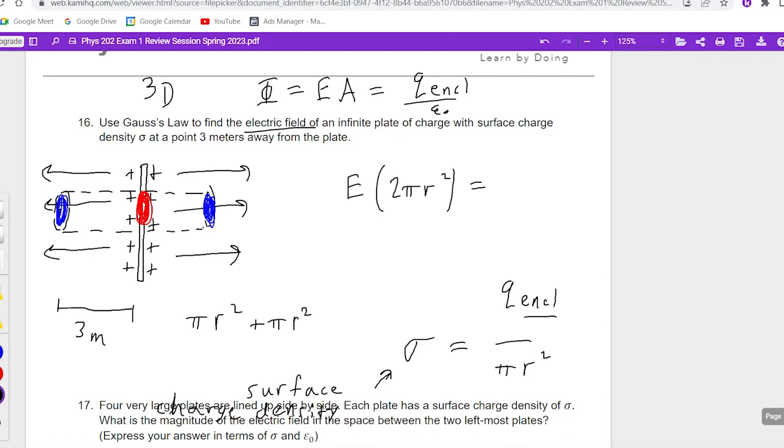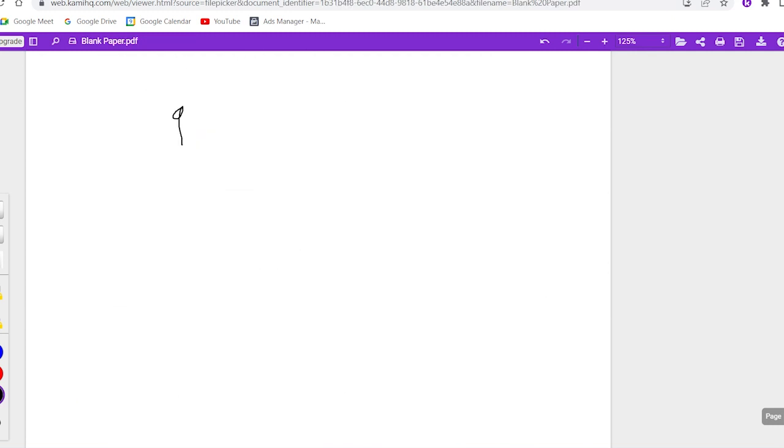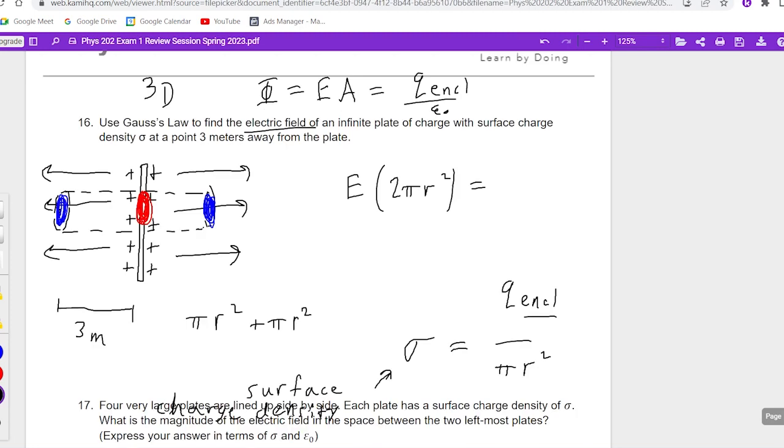So that means that my charge enclosed, if I multiply both sides by pi r squared, then Q enclosed is going to equal sigma times pi r squared. That's my charge enclosed. And again, how I did that, I multiplied both sides of the equation by pi r squared. So now charge enclosed in my numerator is sigma pi r squared divided by epsilon naught. Look what cancels here. Pi cancels and the r squared cancels, like I said it would.